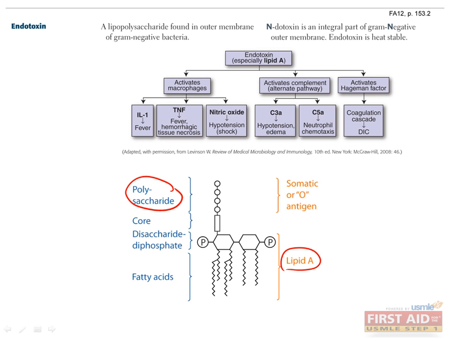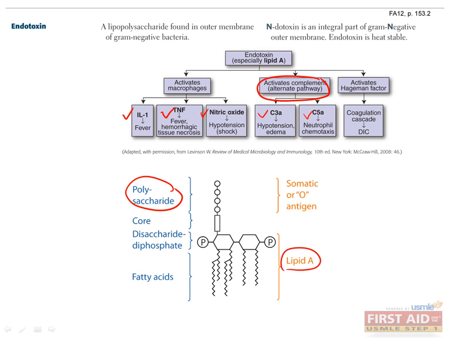Lipid A can activate the release of IL-1, which causes fever, TNF, which causes fever and hemorrhagic tissue necrosis, and nitric oxide, which causes the hypotension seen in septic shock. Lipid A can also activate the complement pathway, with C3a also causing hypotension in addition to producing edema. C5a will attract neutrophils to the site of infection.